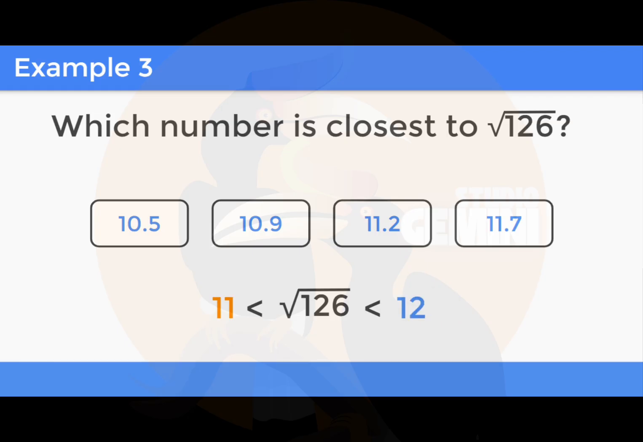Now we take the square root of our perfect square numbers and we get 11 and 12. So our estimate is going to be greater than 11, but less than 12. Now, since the square root of 126 is closer to the square root of 121, our estimates will be closer to 11. So a good estimate will range from about 11.1 to 11.3. Now, looking back at our options, 11.2 will be a good estimate for the number closest to the square root of 126.